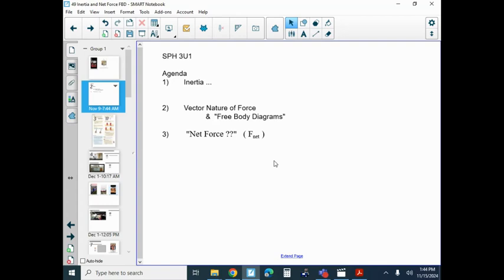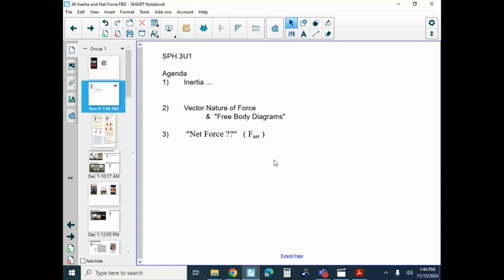Hello, everyone. This lesson, we're going to look at inertia a little bit more, and then we're going to look at how forces are vectors. So they add up as vectors, of course. Free body diagrams is just a fancy way of saying we're going to look at objects and basically just list all of the forces that are on them.